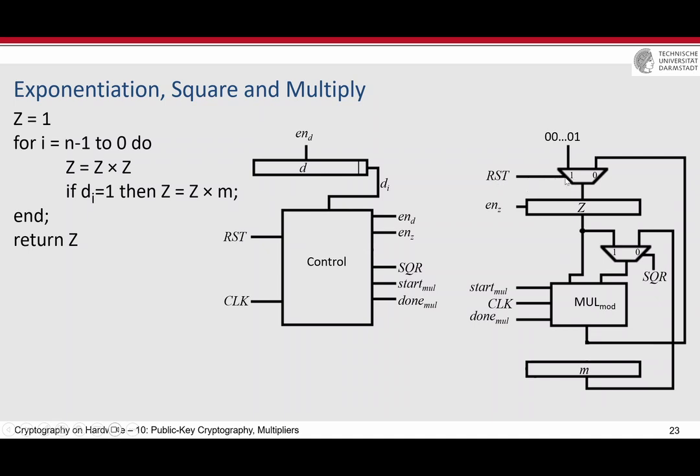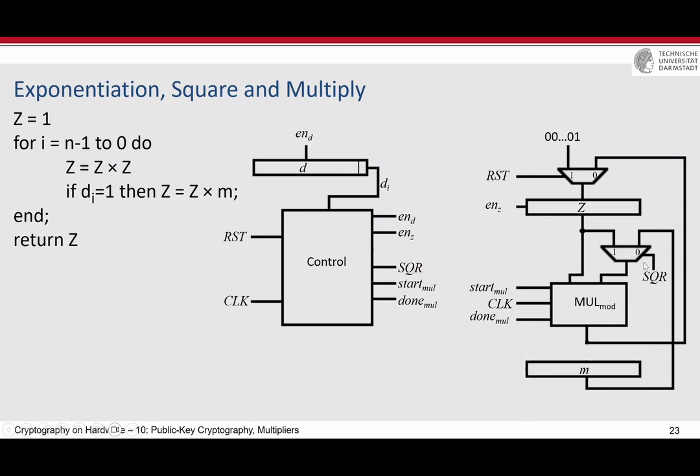When the reset is 1, the z, the output, because it's the exponentiation, is just filled with everything 0 and then the LSB 1. Here it is, z equals 1. And then the multiplier module has, of course, a start and a done signal. And it has a clock because it's a serial parallel multiplier. It can also be a fully parallel multiplier.